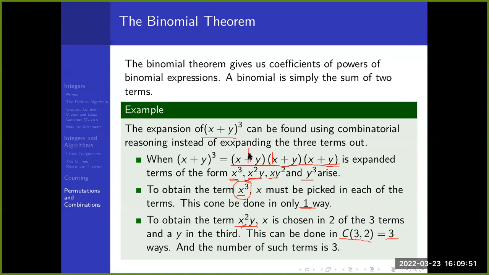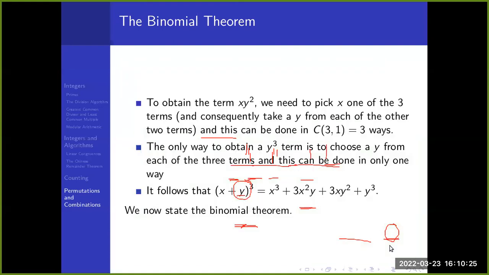So one of the ways is to pick an x from here and x from here to get x squared. Then that will be multiplied by the y here. Another way is to pick an x from here and x from here to get x squared, and that will be multiplied by the y here. And then the last one is to pick an x from here and another x from here, and that product of x squared will be multiplied by this y to get x squared y. So you do that in 3 combination 2 ways, which is equal to 3. So the coefficient of x squared y will just be 3.